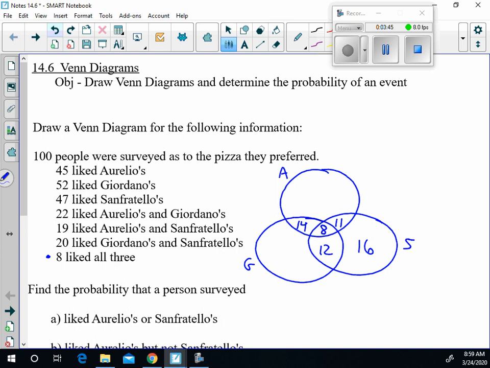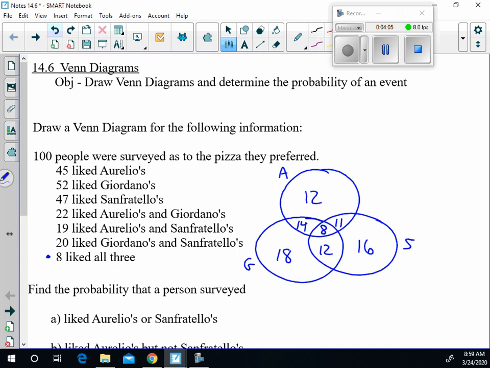So moving up to our Giordano's, we have a 12 and an 8 for a 20, and a 14 for a 34, but I need to get to 52, so that has to be 18 remaining. And then Aurelio's, we need 45. 14 and 8 is 22, with an 11 gets us to 33, so that gives us a 12.